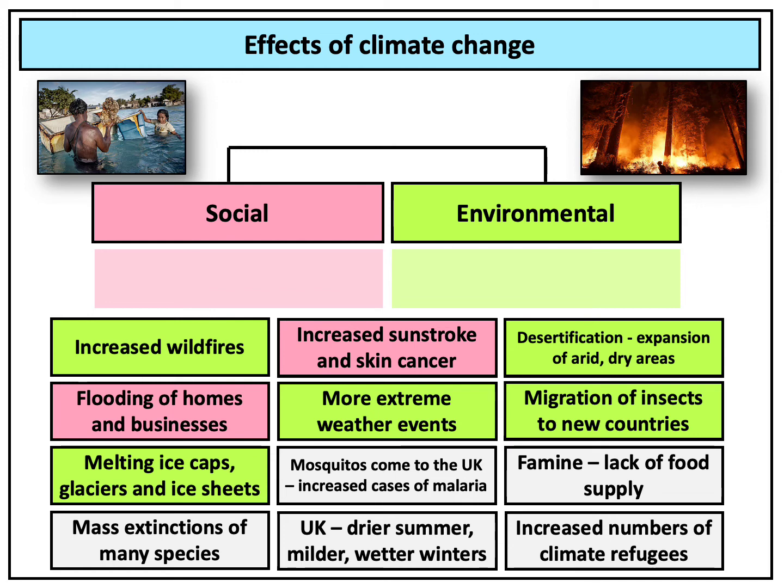Mosquitoes come to the UK, so we get increased cases of malaria. So think about this one as the secondary effect of this part. So we've got the migration of insects, which is the environmental, but how that impacts on the people would be increased cases of malaria. So that is social. Famine is a lack of food supply, social. Mass extinctions of many species, which we are already starting to see today, environmental. UK has drier summers, milder, wetter winters, environmental, and increased numbers of climate refugees, social, of course.